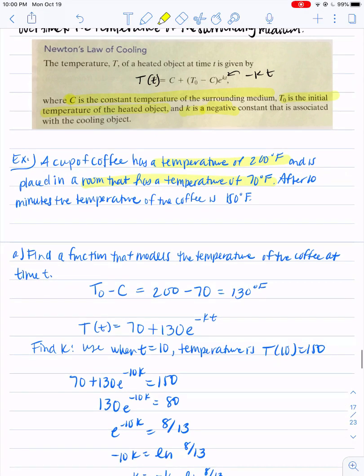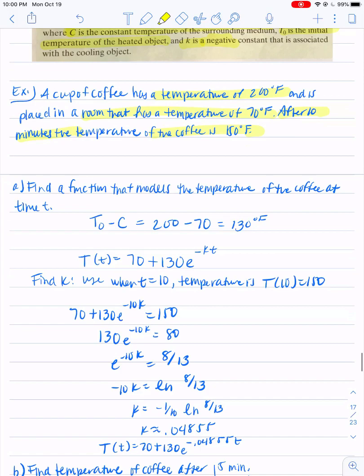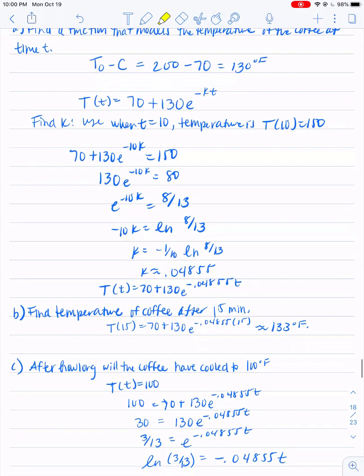So we want to find k. So we know when t equals 10, the coffee temperature is 150. So T of 10 equals 150. So I could plug those in. So I have 70 plus 130e to the negative 10k equals 150. So I have 130e to the negative 10k equals 80 by subtracting 70. I divide by 130. And then I could take the natural log of both sides here.